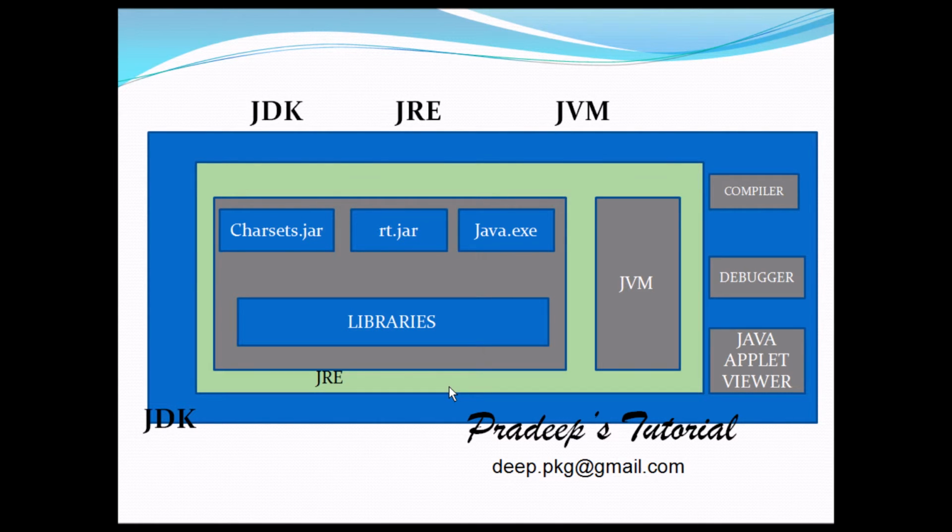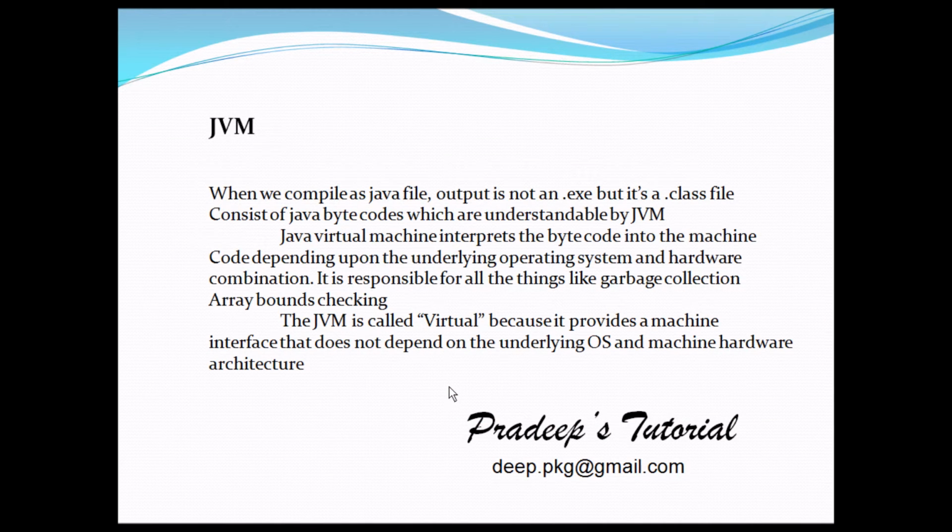What is JDK, JRE, and JVM? What are their roles? Okay, so if you want to write down the things, here we are. JVM: when we compile a Java file, the output is not an .exe, but a .class file, which consists of Java bytecodes, understandable by JVM. JVM interprets the bytecode into machine code depending upon the underlying operating system and hardware combination. It is responsible for all the things like garbage collection, array bounds checking. The JVM is called virtual because it provides a machine interface that does not depend on the underlying operating system and machine's hardware architecture.